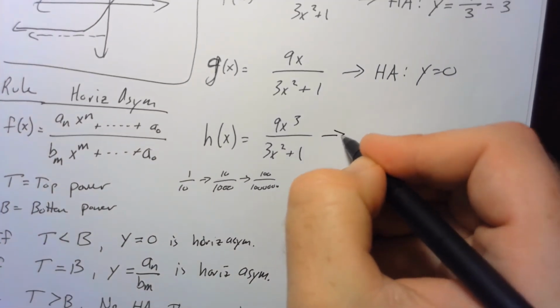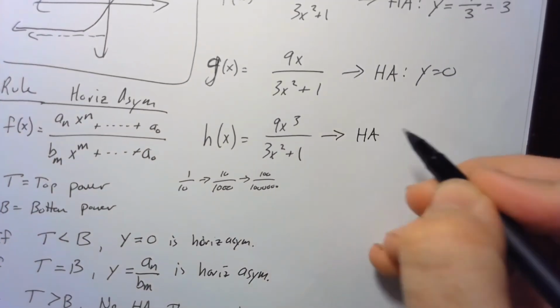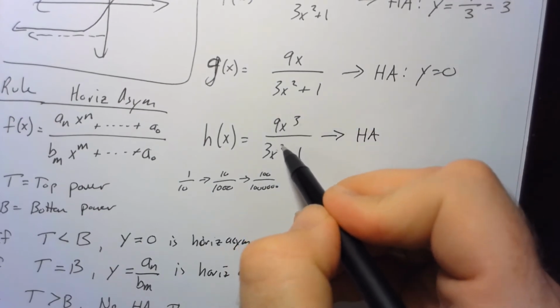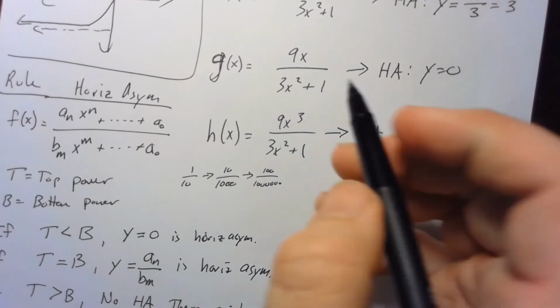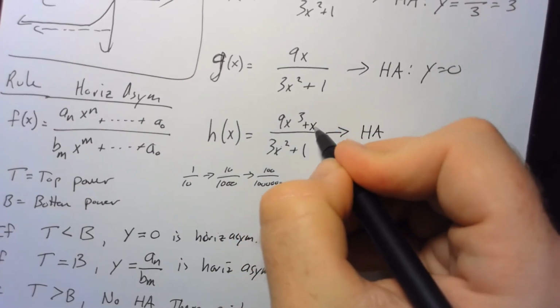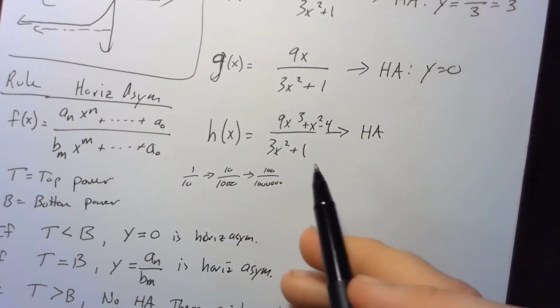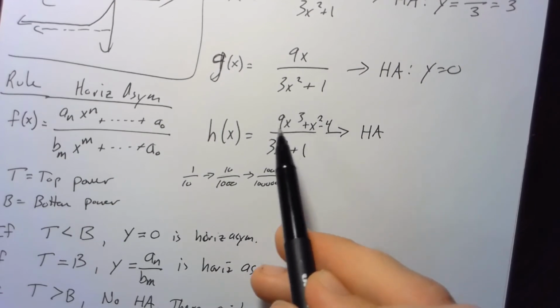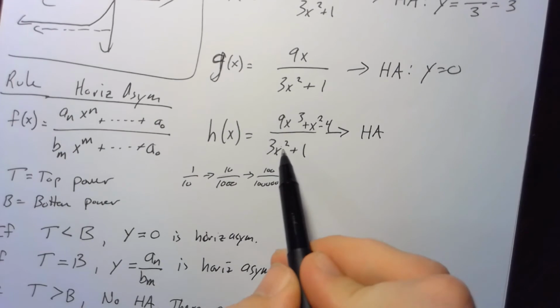So this example right here, you're going to look at that and you're going to say, do I have a horizontal asymptote? And well, because the power on top is larger than the power on the bottom, again, we're looking at the largest power. So if this thing had some extra terms to it, say x squared and then minus 4, then it doesn't matter. This 9x cubed is still the largest power on top. We're still only going to look at that term compared to that term.